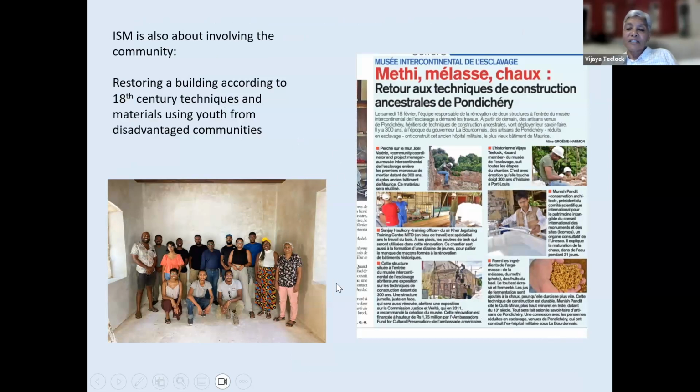The museum project doesn't want to be a static museum, but also to help the community. And so we have involved young people from disadvantaged communities to participate in the restoration of this very old building. And so we had 15 youths, some of whom are going to be employed in the future museum. Thank you.